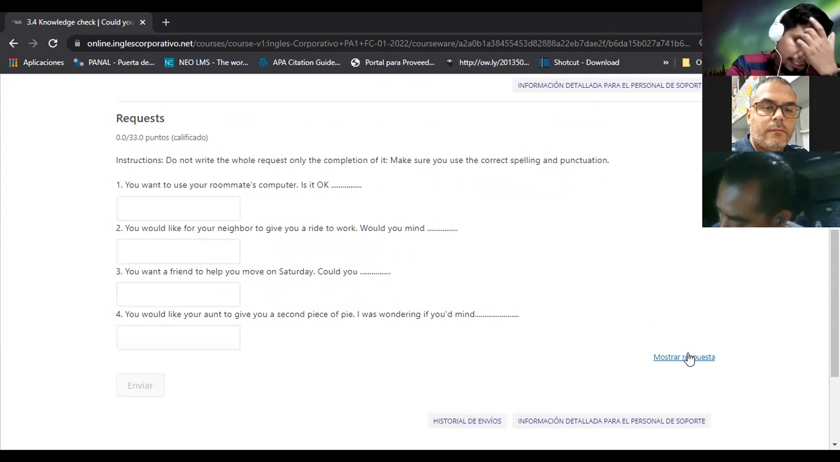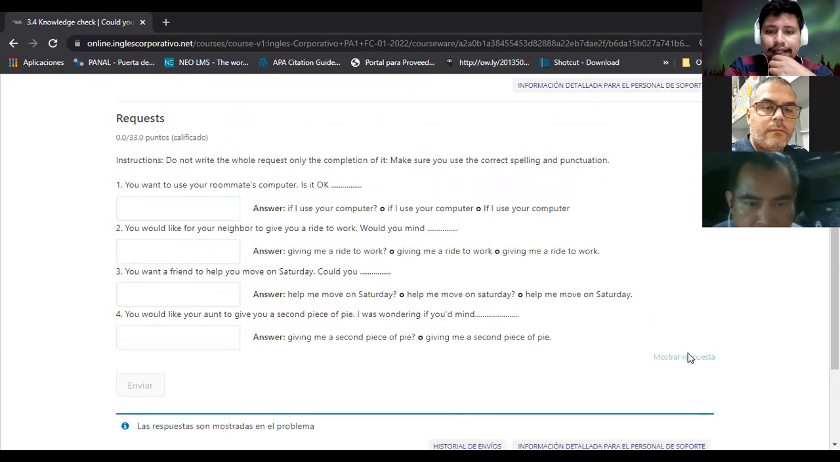Okay, very good. So check it out, the thing is we have different options in order to answer that exercise. The possible answers could be: I was wondering if you'd mind giving me a second piece of pie, but you have to add the question mark at the end. Or the second option that you can write there, right under, is giving me a second piece of pie, period. Trying that way?